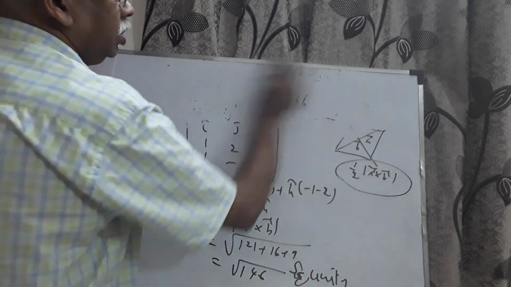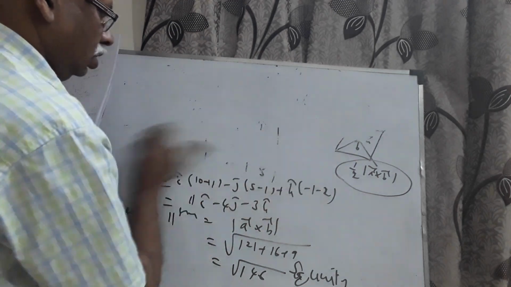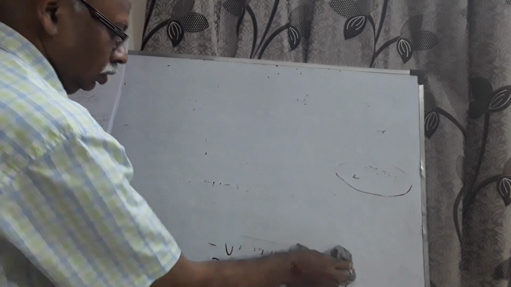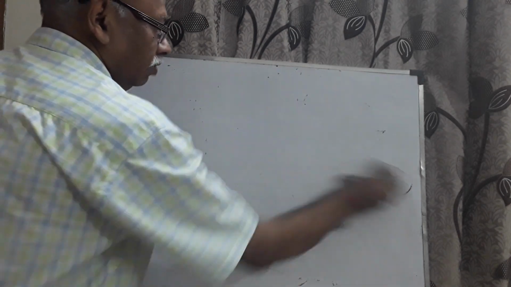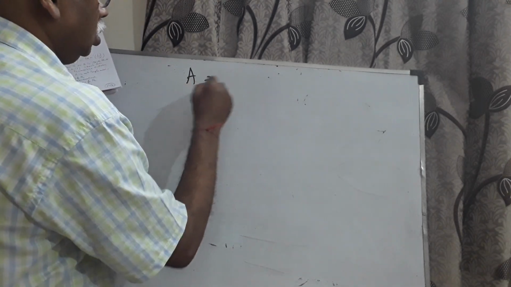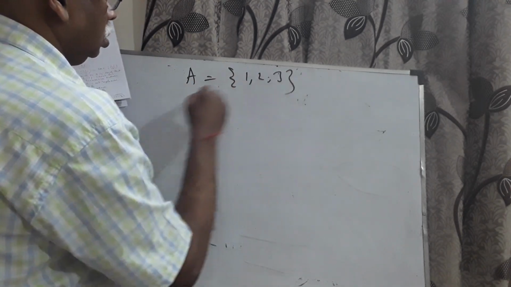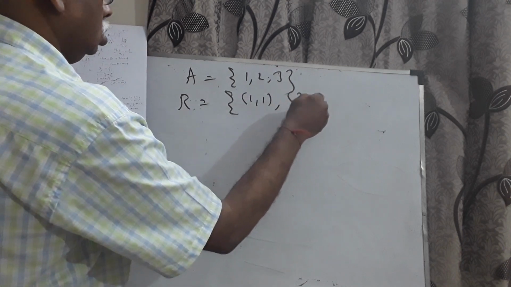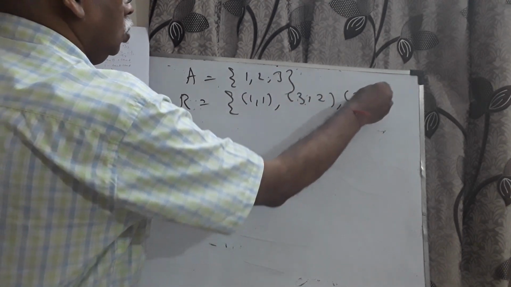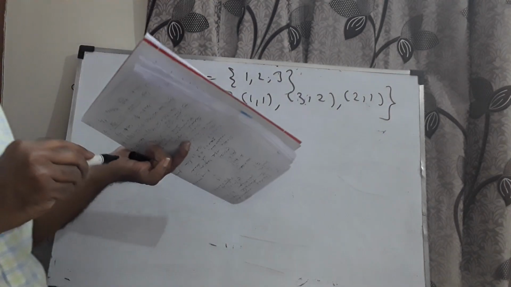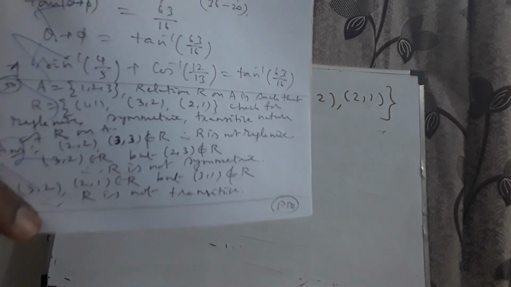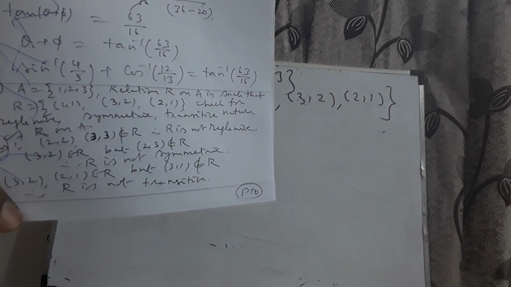Okay. Capital A has elements 1, 2, 3. Relation R on A is given by R equal to, let me just write, A is 1, 2, 3, R on A is given by (1,1), (3,2), (2,1). Check for reflexive, symmetric, transitive nature of R on A. This is the question, just see. Check for reflexive, symmetric, transitive nature of R on A.